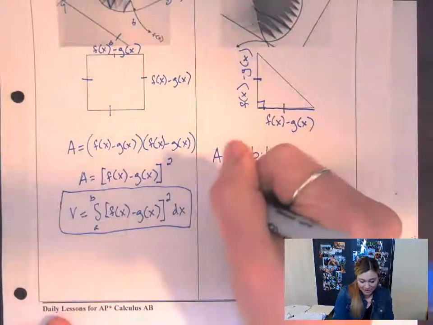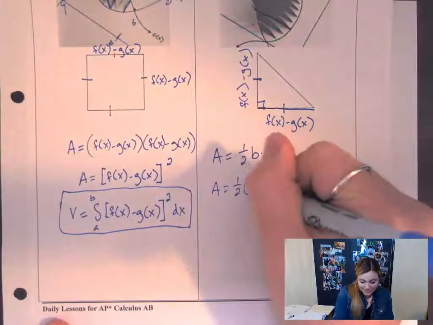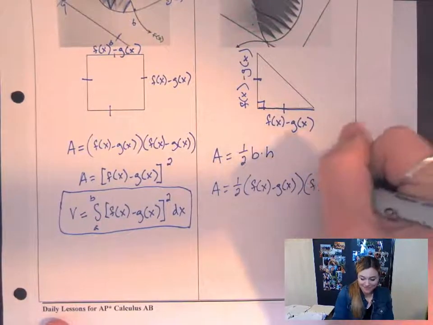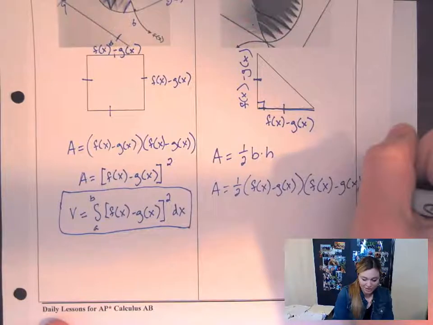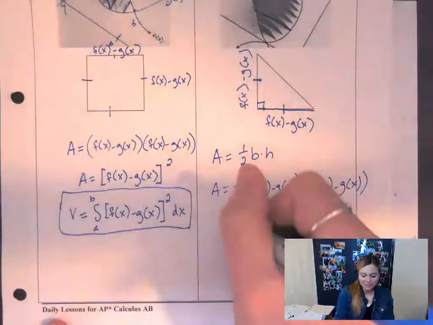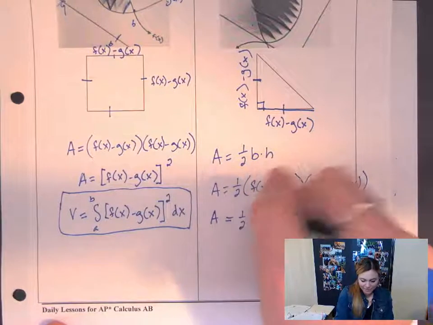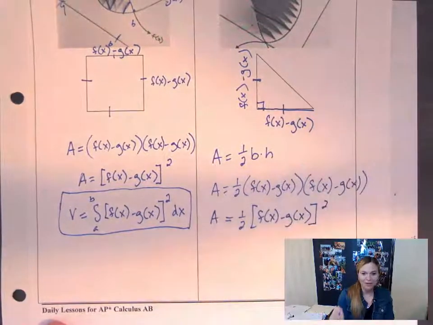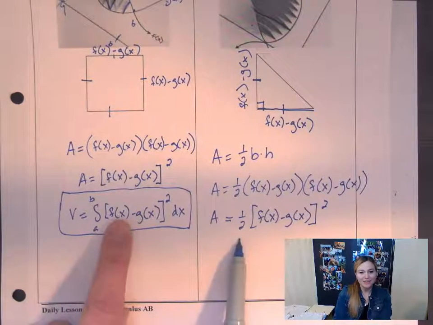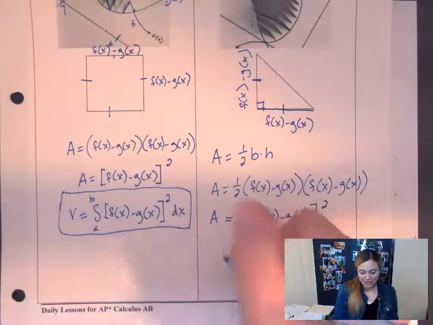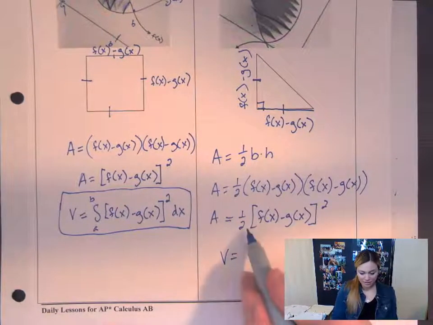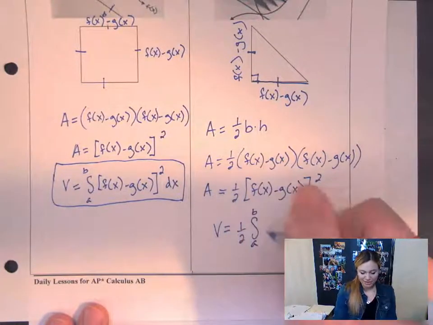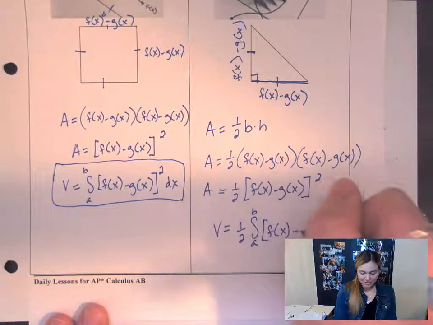Substitute in what we know. Area is 1/2. My base in this one is f of x minus g of x, and my height is f of x minus g of x. Is there an easier way to write this? Sure there is. Area could be 1/2 times f of x minus g of x, squared. What? That kind of looks like that one, except this one has 1/2. Yeah, because even if I integrate this and do the volume, 1/2 is just a coefficient, so I can bring that out in front. And I'm going to integrate from a to b this area, which is just f of x minus g of x.